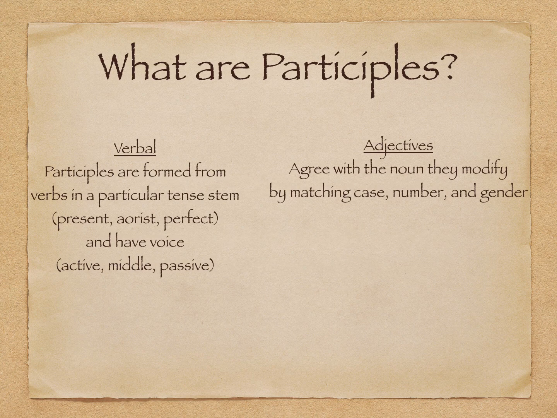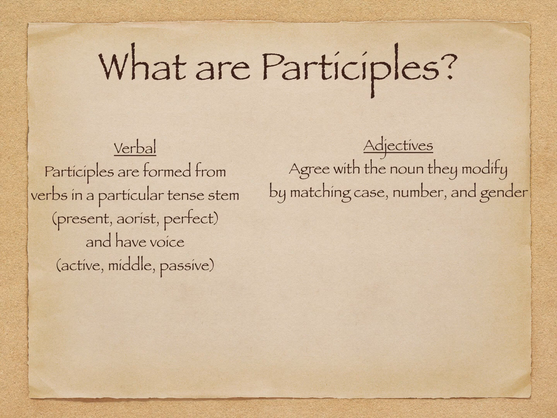Let's review. What are participles? They're verbal adjectives. They are built upon a verb in a particular tense stem, present, aorist, perfect, that we'll look at in that order in chapters 27, 28, and 29. And they have voice: active, middle, and passive. They also have an adjectival function. They agree with the noun they modify by matching case, number, and gender. And so, as we noted in chapter 26, we'll note more specifically in chapter 27 the noun case ending chart and the master case ending chart.